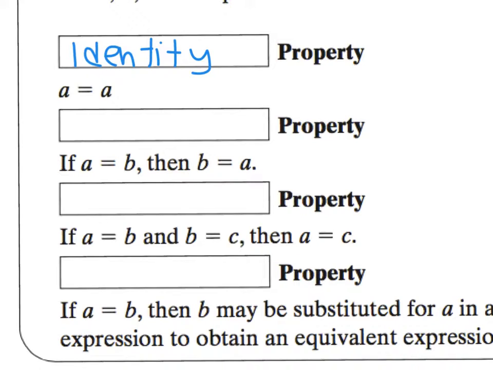Next, here's one that we switch around, and it looks like the commutative property, but it's called something else because of the equal sign. It's called the symmetric property. Symmetric property. Symmetry just means things match up.